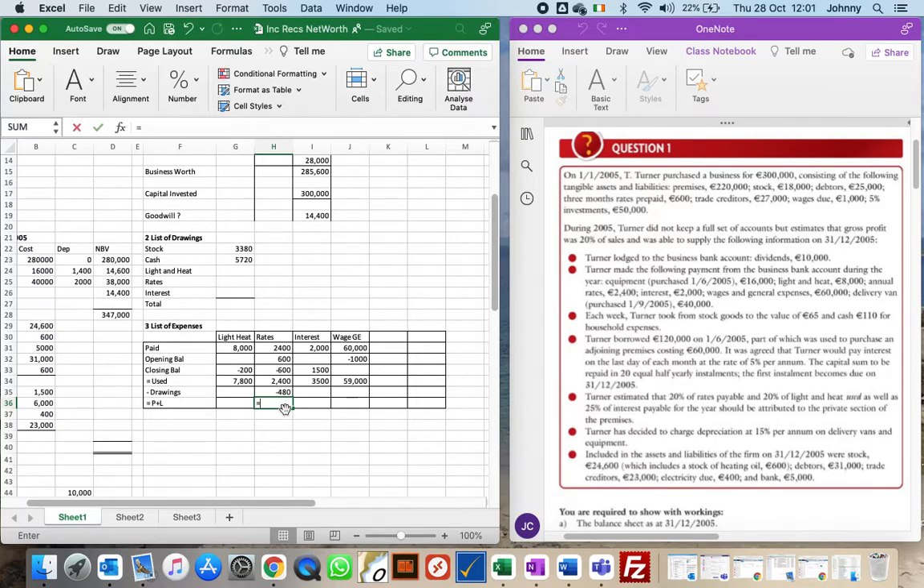So the amount of our profit and loss is going to be 19 to 20. So I'm going to put that drawing figure up here for rates. Okay, and so that's a rates drawing. And what's the other drawing? 20% of light and heat used. Light and heat used is 7.8, and it is 20%.